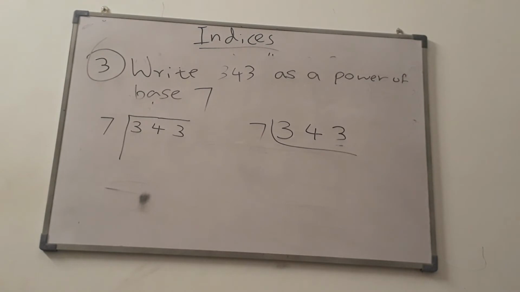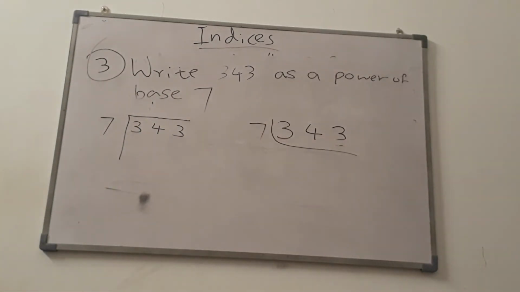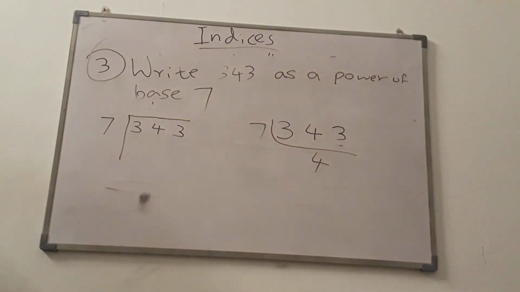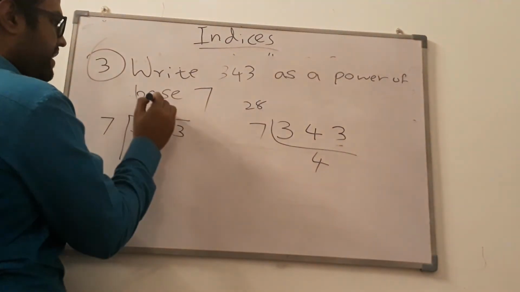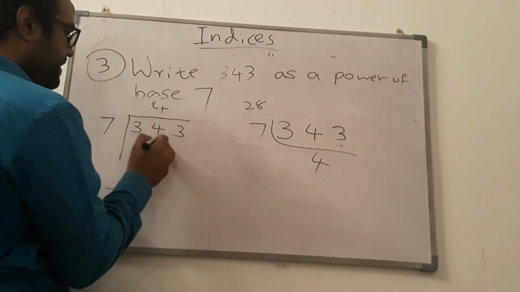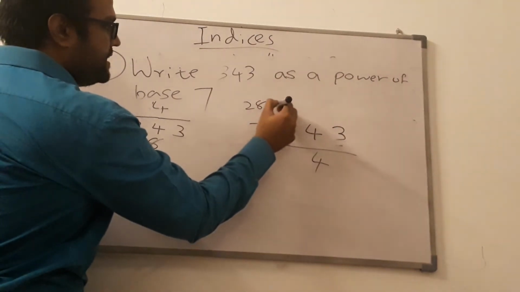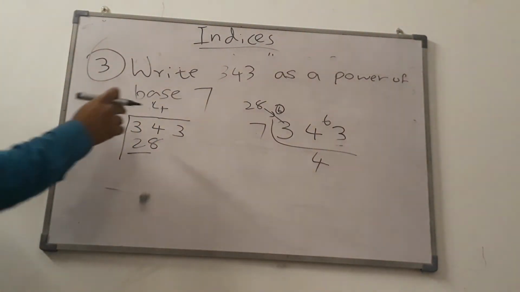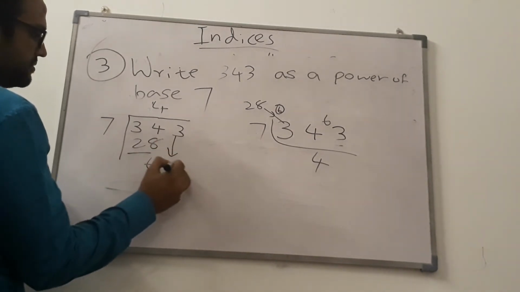Okay, how many 7's are there in 34? 7 times 4 is 28, so there are 4 7's in 34. Now we have to check the gap. Between 28 and 34 the gap is 6, so I am going to write 6 in front of 3. When we subtract 28 from 34 it is 6. Now I am taking 3 down.